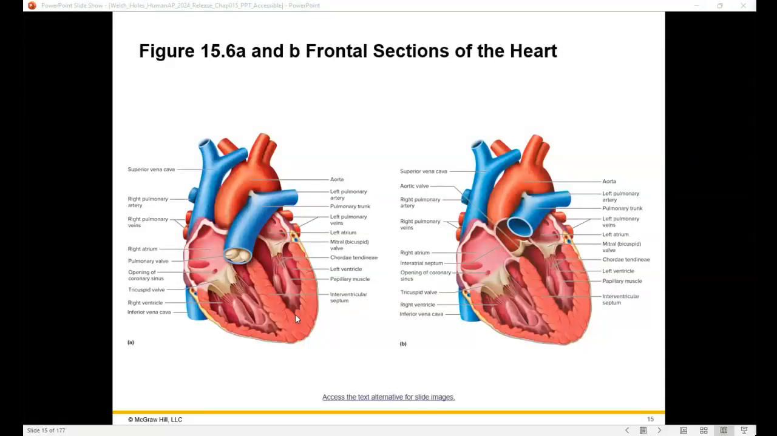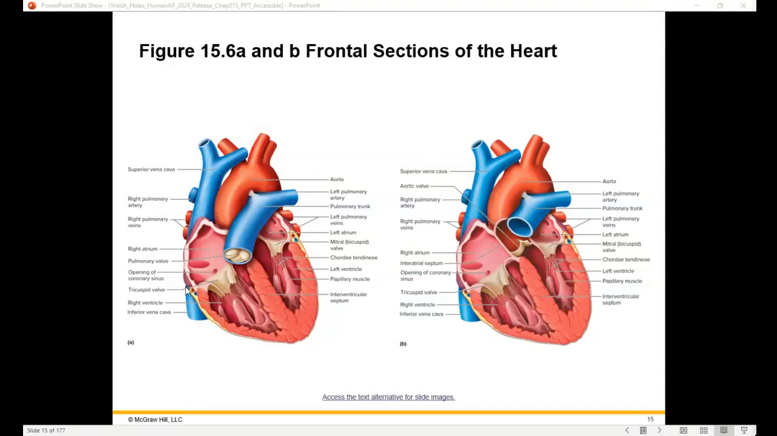Okay, and you want to get to know these diagrams very well. Again, we have right atrium, left atrium, right ventricle, left ventricle. Here we have the superior vena cava, the inferior vena cava. Here we have the aorta. And here we have the pulmonary trunk.